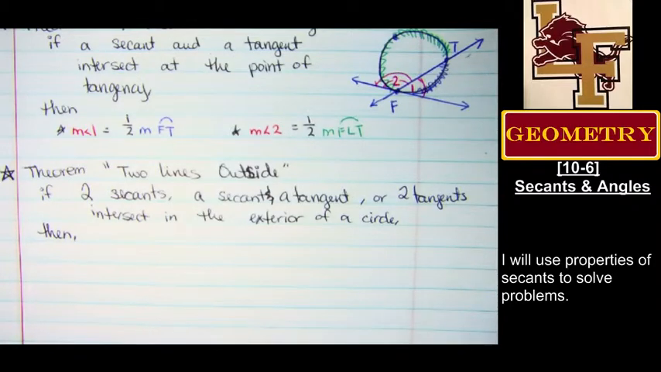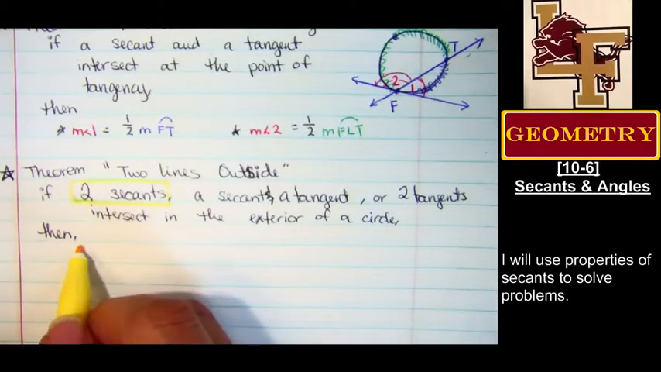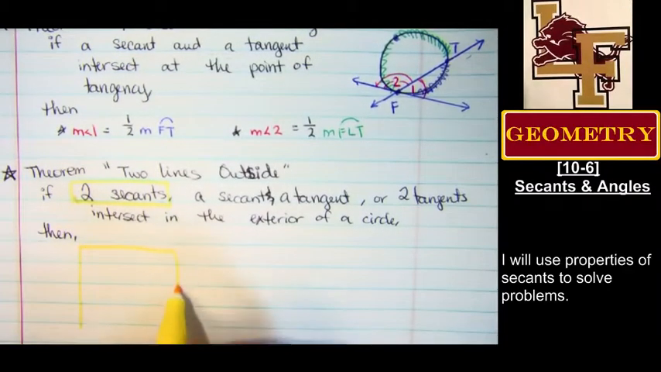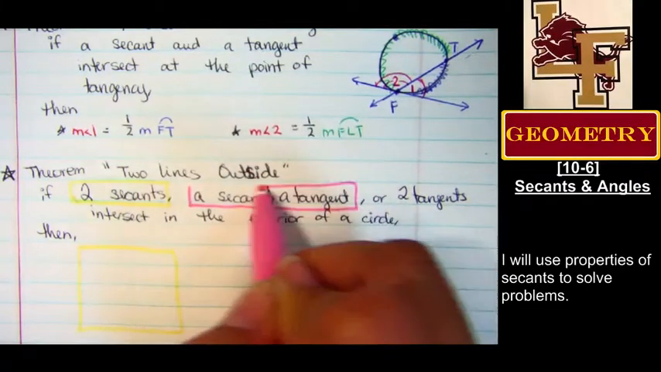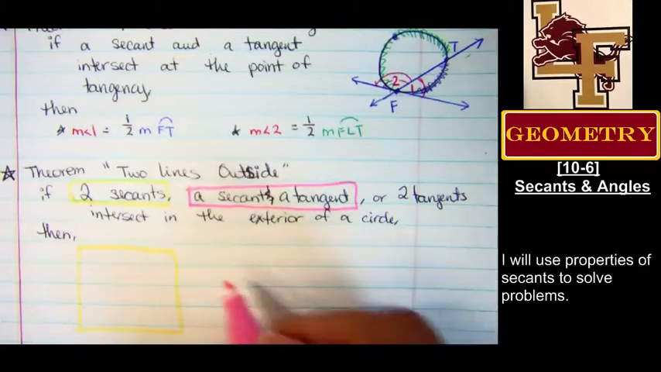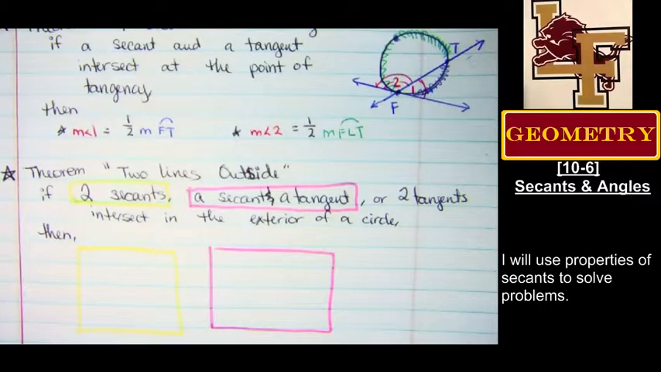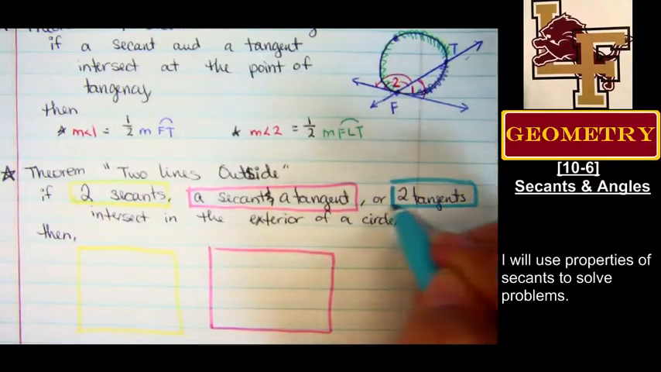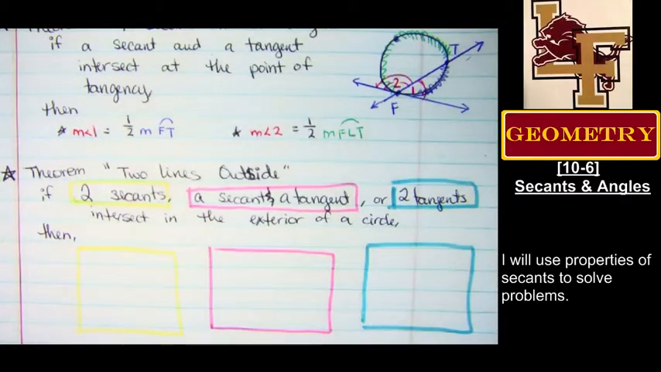Okay, so I'm gonna box this setup in yellow. I'm gonna draw that setup here. And then this setup here. And then I'm going to draw this setup here. Okay. There's my setups.